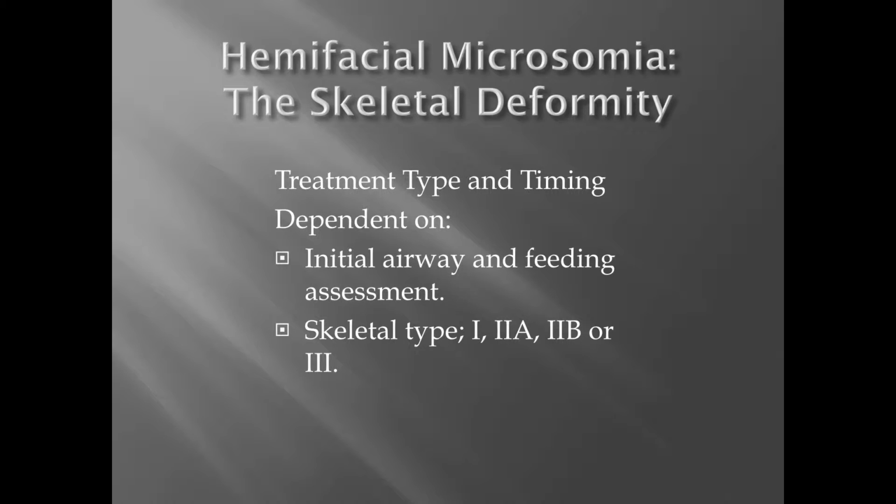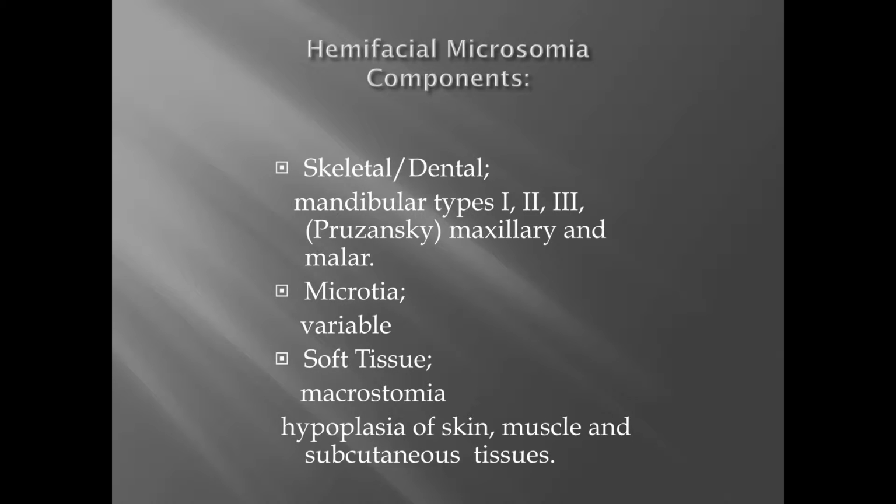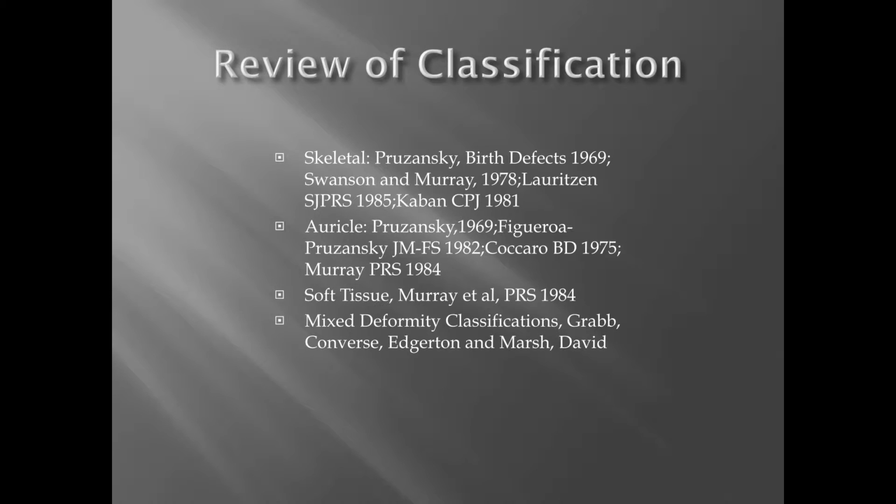We also categorize the skeletal deformity based on the types, 1, 2A, 2B, or 3, indicating the severity of the condition. And a comprehensive diagnosis would include not only the skeletal and dental, but as you can see here, the microtia, the soft tissue, whether there's a lack of subcutaneous tissue, or microstomia, which is an enlarged mouth, period. A number of articles have been written about this.